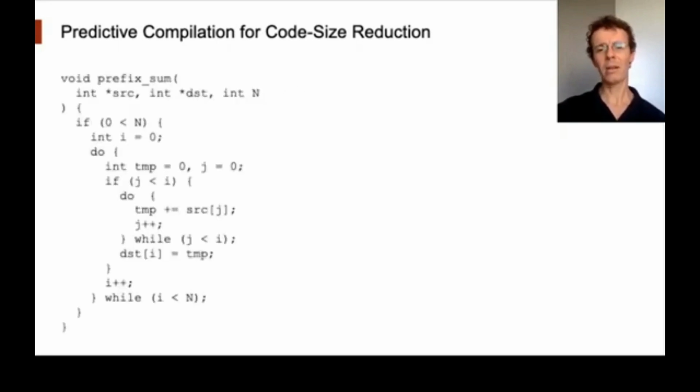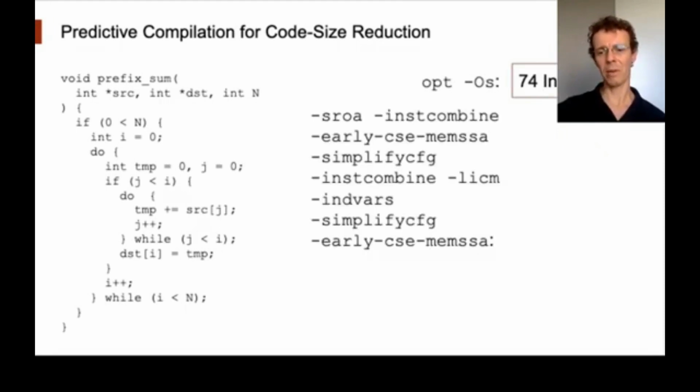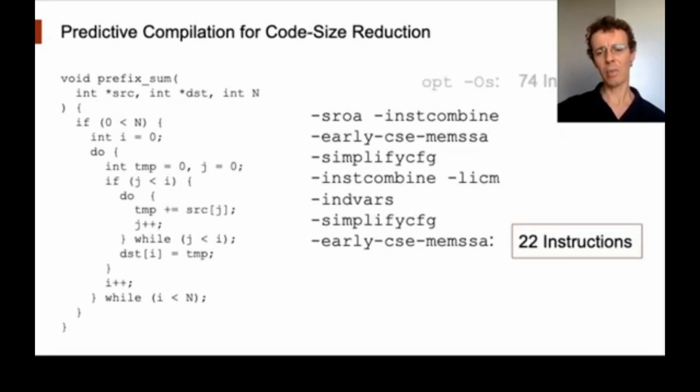For instance, let's consider this program. What it does is not really important to this presentation. Just consider that we have here a compilable C program. If we give this program to opt -Os, then it produces an LLVM intermediate representation with 74 instructions. But let's use instead a different sequence of optimizations. We shall use these 9 optimizations here. In this case, we obtain an intermediate representation with only 22 instructions. In other words, this customized sequence of optimizations is able to produce an intermediate file that is 3.3 times shorter.